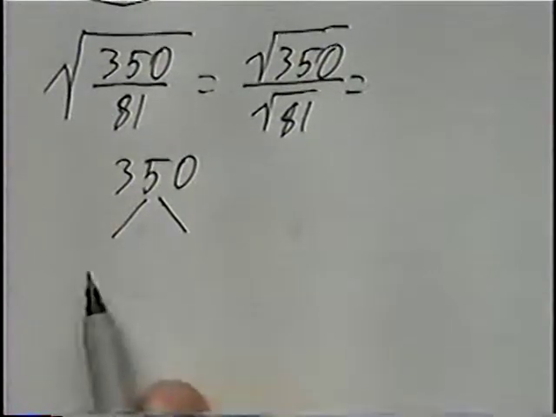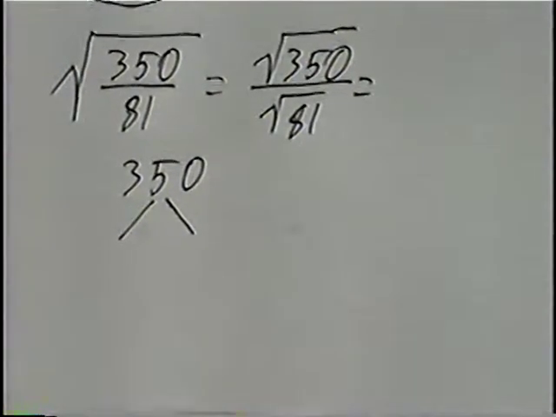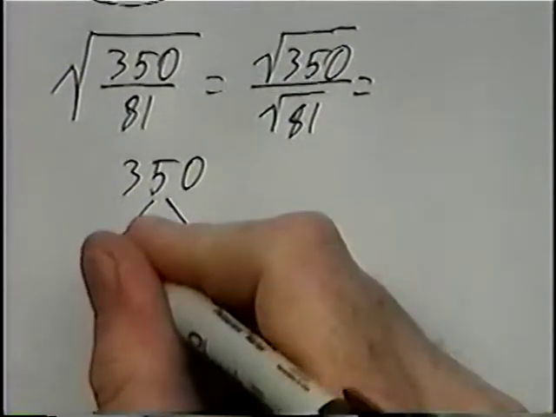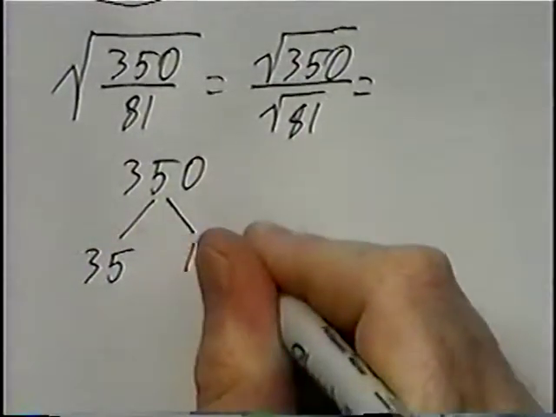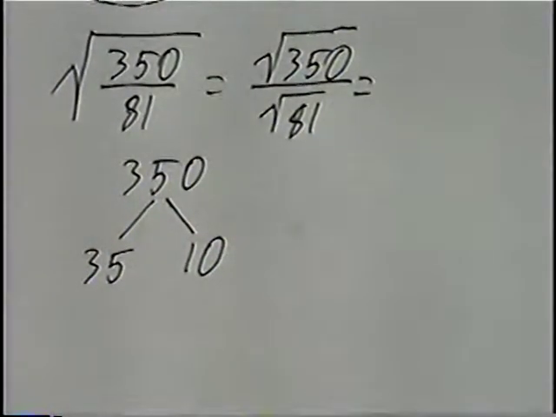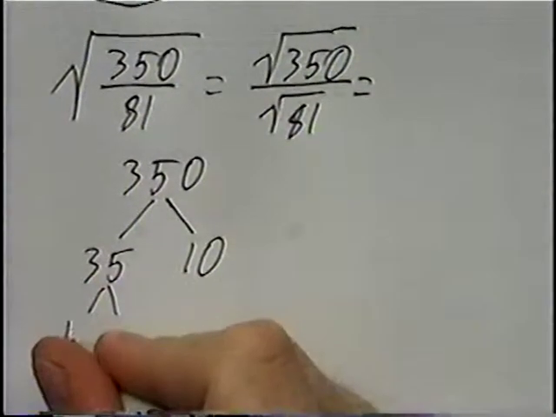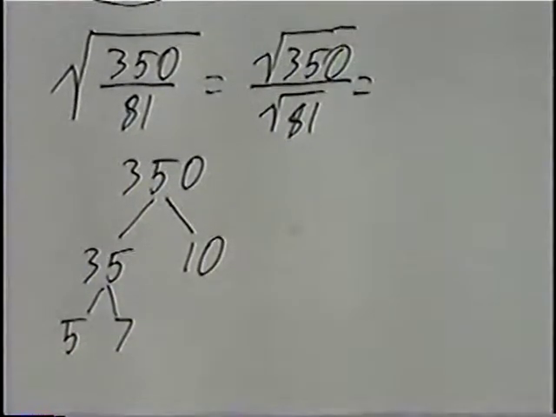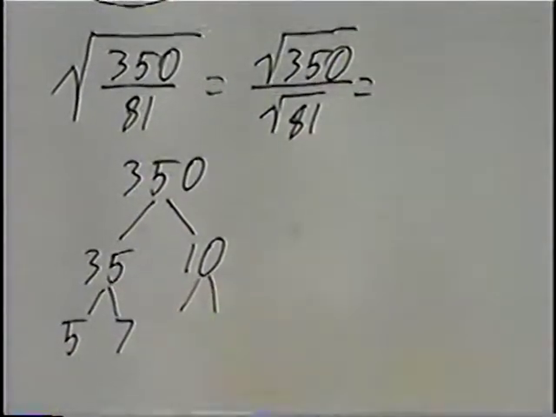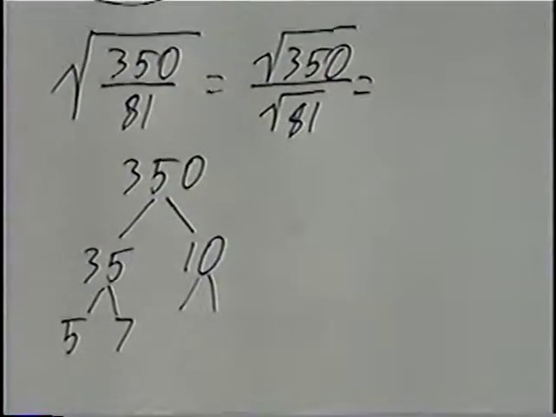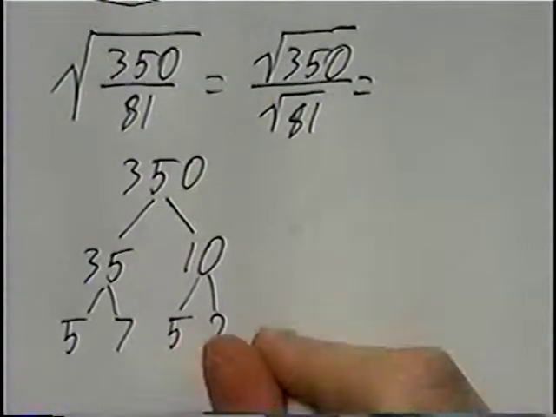You can pick any two numbers that multiply to get 350. If the number ends in a 0, we can use 10, 35 times 10. Factoring further, 35, two numbers that multiply, we can do 5 times 7. And two other numbers that multiply to get 10, we can do 5 times 2.